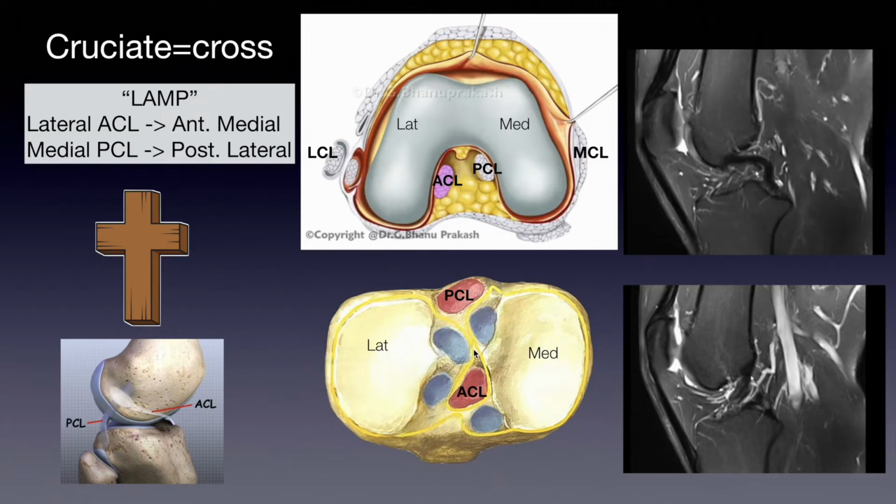Lateral, medial. Here we see the MRI picture. It is the posterior cruciate ligament and anterior cruciate ligament. One more structure, we already talked about this. This is the medial part, medial collateral ligament, and the lateral part, lateral collateral ligament, which will attach to the fibula.